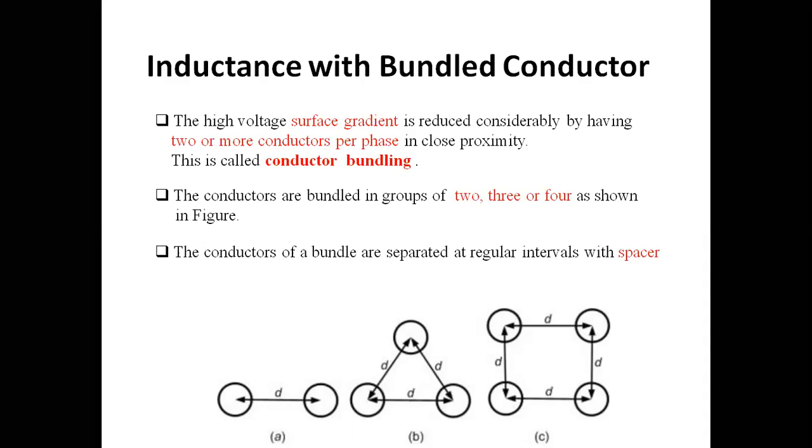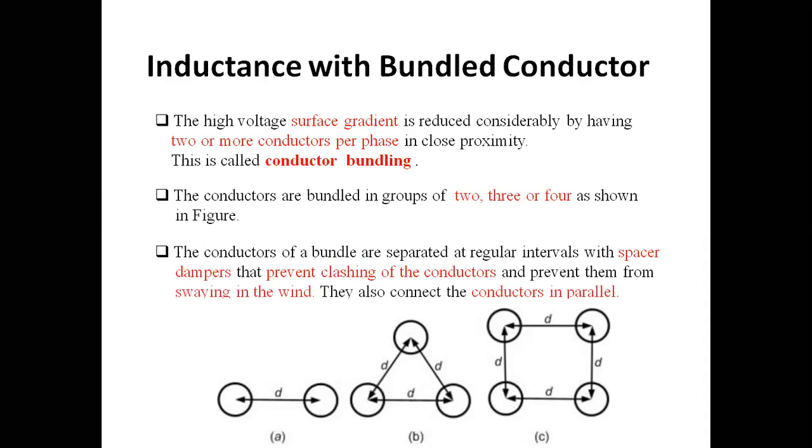They are separated at regular intervals with spacers, to prevent clashing of the subconductors and to prevent them from swinging in the wind. They are also connected in parallel. Here you can see these three diagrams. First we are using two conductors in the bundle, then three, then four conductors in the bundle, and they are separated at a particular distance. They should not collide with each other due to wind or any other natural calamity.